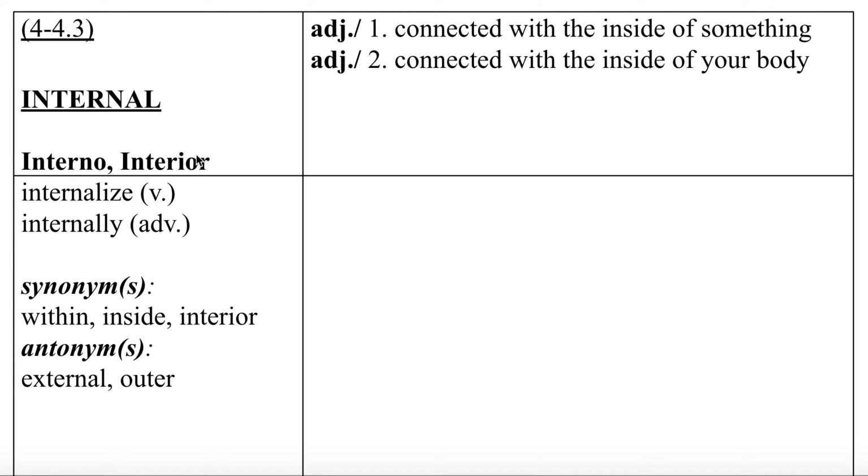Remember though, this is not a noun meaning of interior. It's an adjective meaning of interior, because in English this word is only an adjective. And let's pronounce this: internal. Internal. So if I exaggerate a little bit, you can hear stress on the second syllable. Internal.